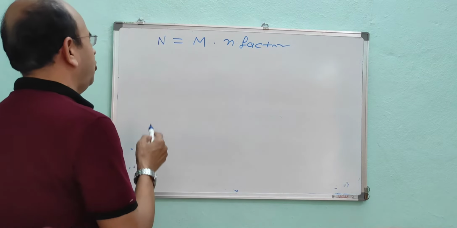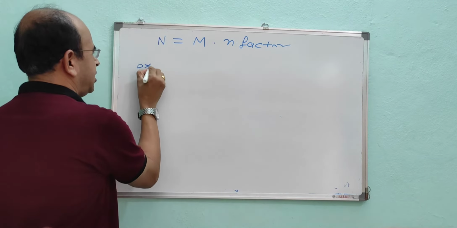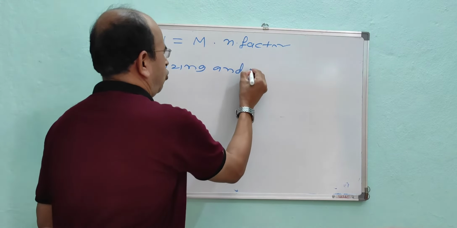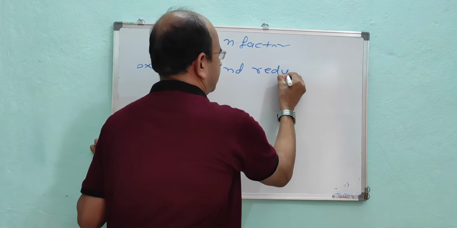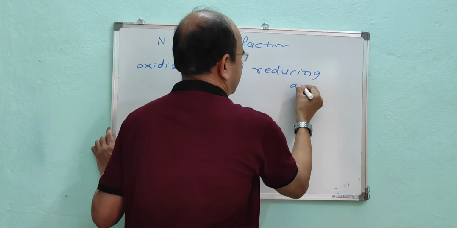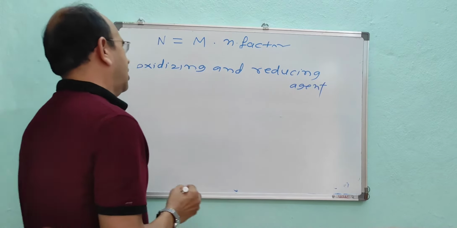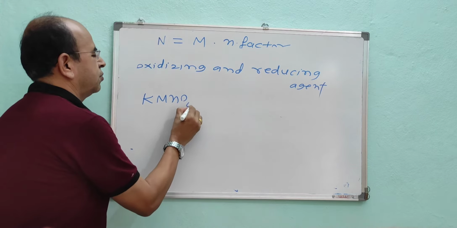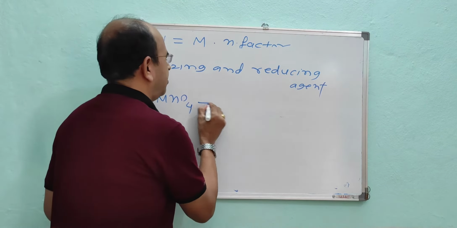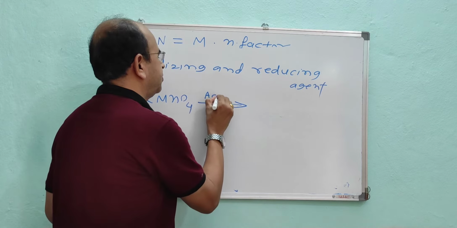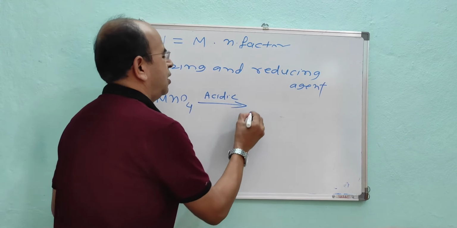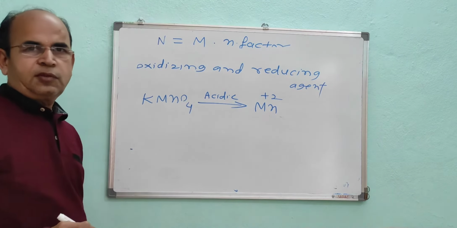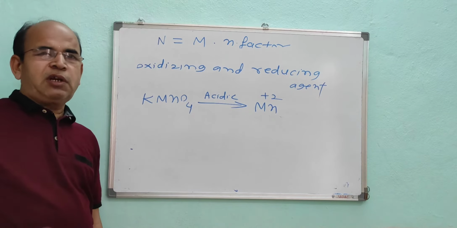N factor in case of oxidizing and reducing agent. This is potassium permanganate, KMnO4, in acidic medium. It produces Mn2+ ion. So how do we calculate N factor here?